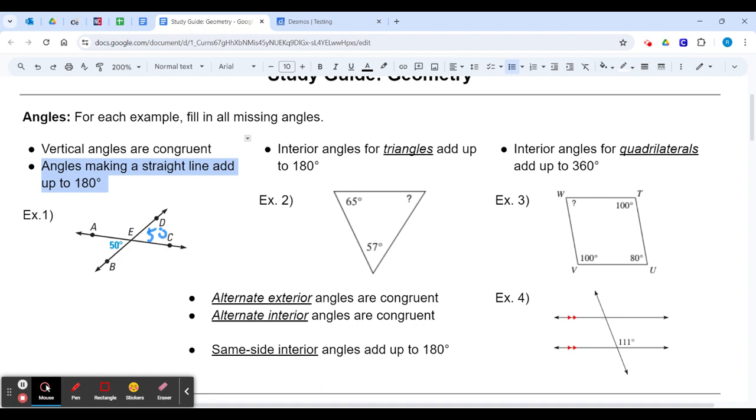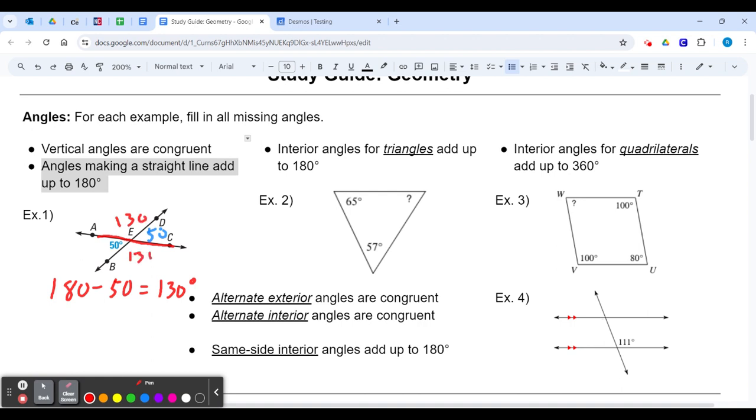Then in the second principle, angles making a straight line add up to 180. We'll notice that in this case, A through E through C makes a straight line. And so if I take 180 and subtract that 50 that we already know, that must be what that other angle is, that 130 degrees, which is right here. And then we can use either principle to come up with that final angle of 130.